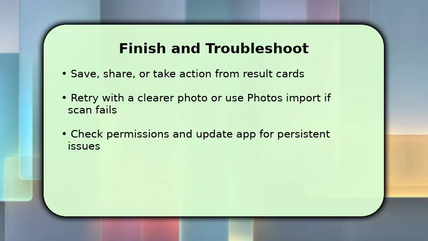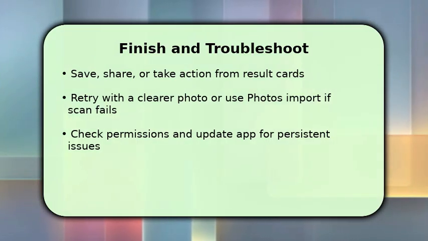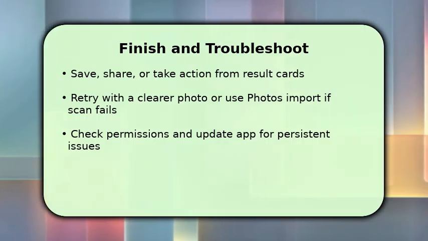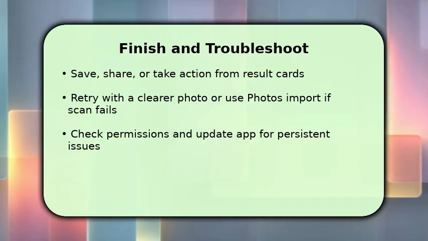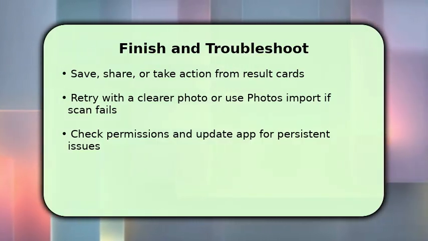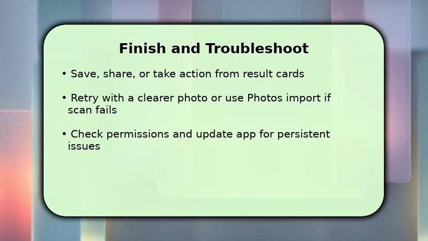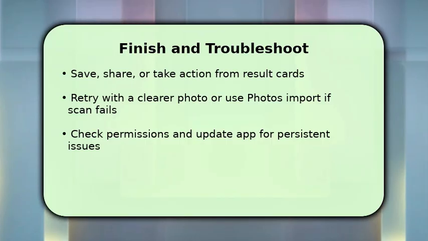If Lens misreads text or items, retake with better focus, import a higher resolution photo from your gallery, or change angle for more context. If problems persist, make sure camera permissions are enabled and update the app. Reinstall only if necessary. One quick troubleshooting tip: clear the app cache, then retry. This often fixes it.